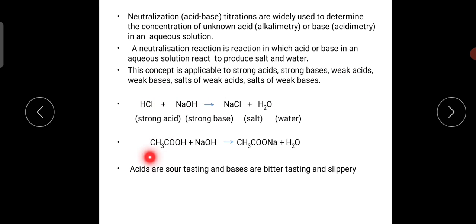See, acetic acid is a weak acid and this is a strong base. When they react together, we will get sodium acetate plus water. This is a salt and this is water. These types of reactions are called acid-base reactions or neutralization reactions. Acids are sour tasting, bases are bitter tasting and slippery.